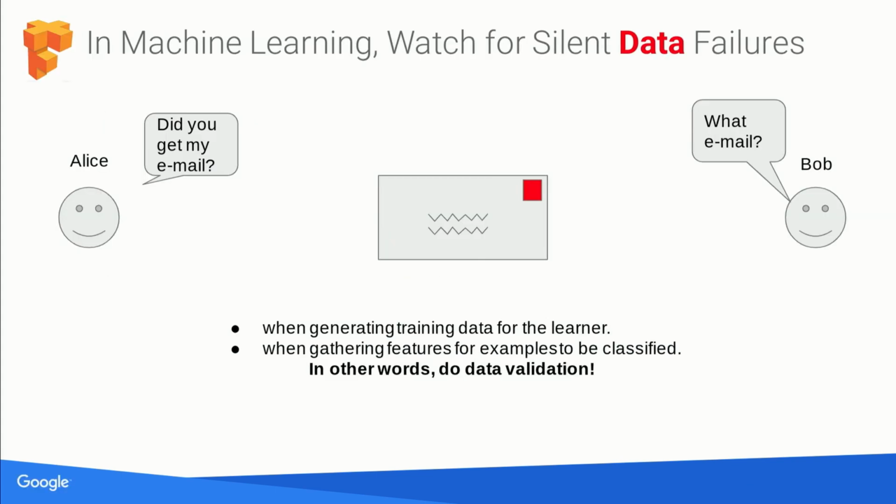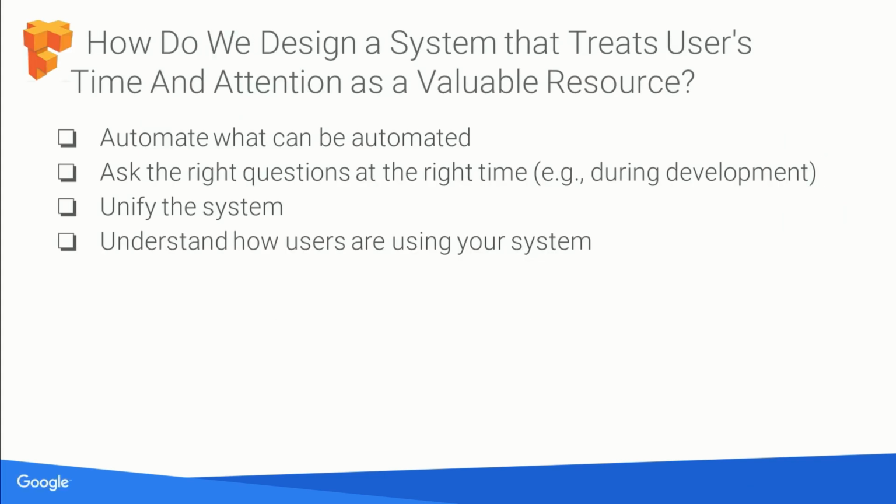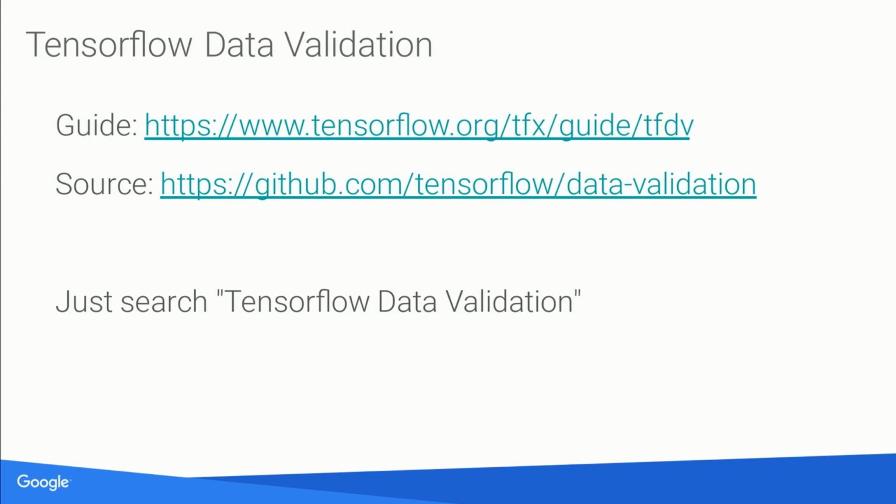So in general, remember, watching for silent data failures is something that you don't have to think about a lot if you're building an email system, but if you're building a machine learning system, it can give you huge wins. And we have to design a system that treats users' time and attention as a valuable resource.